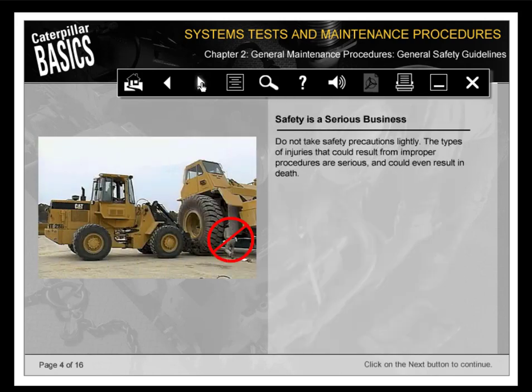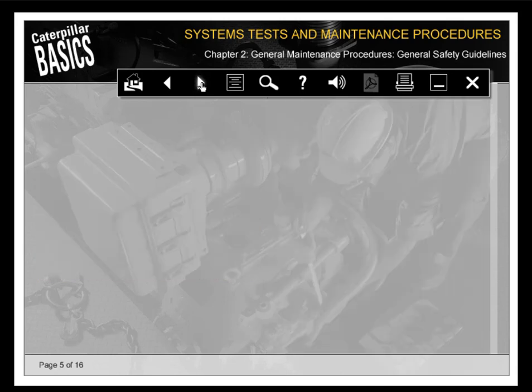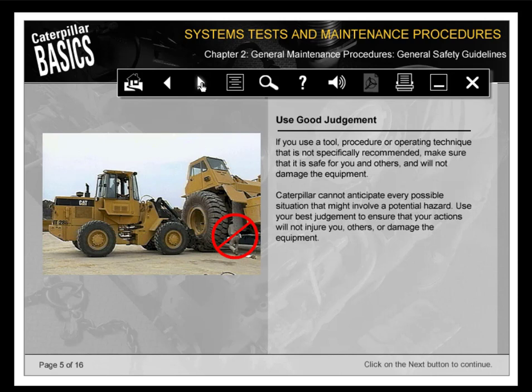Do not take safety precautions lightly. The types of injuries that could result from improper procedures are serious and could even result in death. If you use a tool, procedure, or operating technique that is not specifically recommended, make sure that it is safe for you and others and will not damage the equipment.